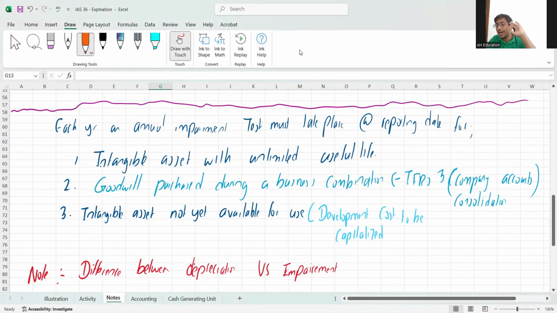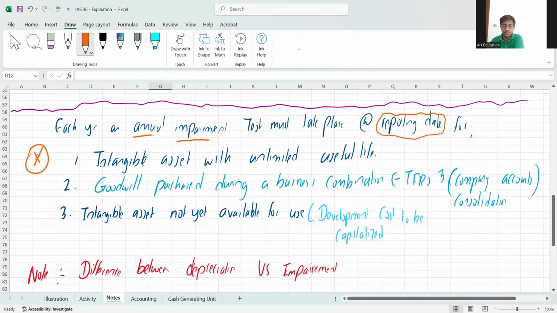I told you all that impairment is not done annually. Impairment is only done when there's an indication. But there are some exemptions. These three assets, always remember these three assets, you need to do annual impairment at each year end. As I told you earlier, impairment is not to be done annually, only if there's an indicator. Yes, I was 100% correct. But these three are exceptions. Each and every year, you need to do impairment at each reporting date for these three types of assets.